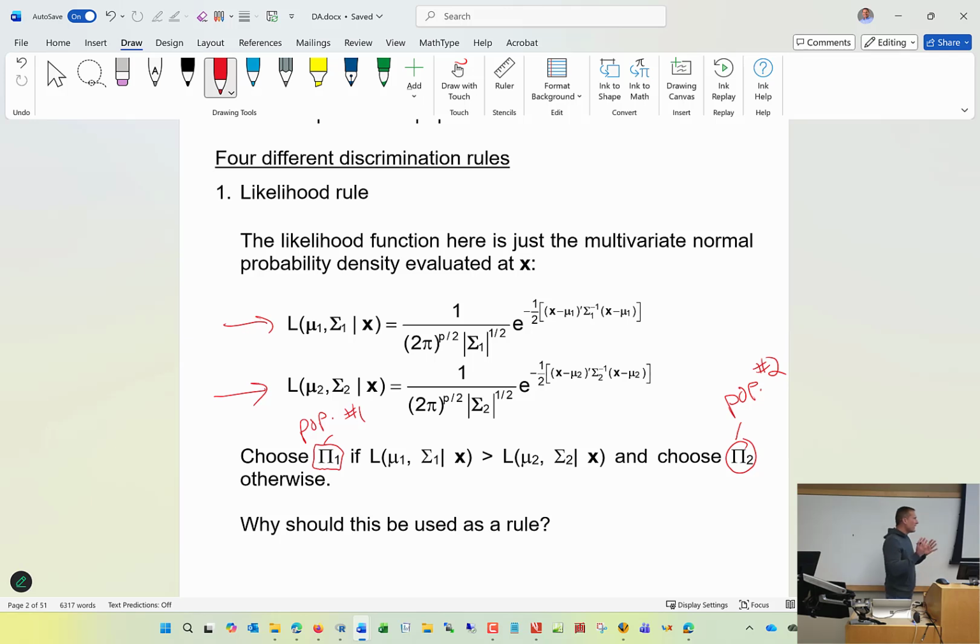And so, again, our goal is to figure out which population X comes from. So we can look at the 2 different likelihood functions. The likelihood function that is larger then corresponds to the most, let's say, plausible population for X. That's it. So if the likelihood function for population 1 is greater than for population 2, choose population 1 for X. Otherwise, choose population 2. That's all. That's all there is to it.